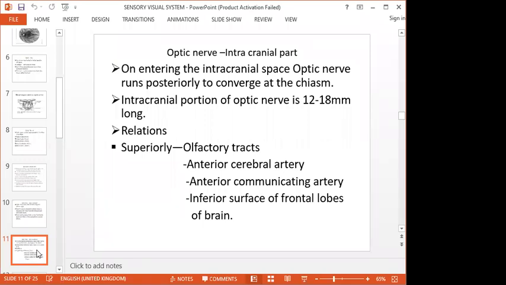The intracranial portion of the optic nerve is about 12 to 18 millimeters long and is related superiorly to the olfactory tracts, anterior cerebral artery, anterior communicating artery, and the inferior surface of the frontal lobes. In other words, the optic nerve runs below the whole cranial brain. It runs below that. You've got the frontal lobe there, occipital at the back.